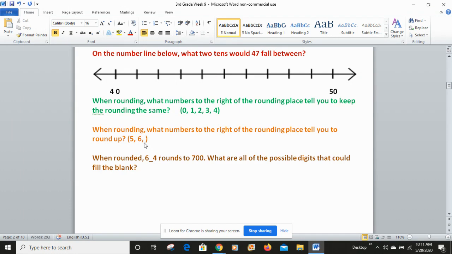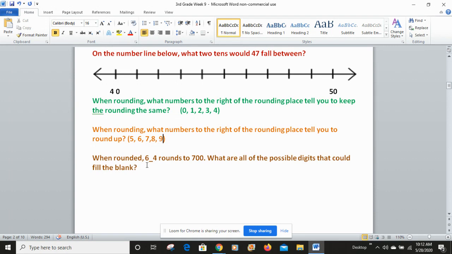6, 7, 8, and 9. So 5, 6, 7, 8, and 9 would be the numbers that tell the rounding place to round up. Now, one last question.